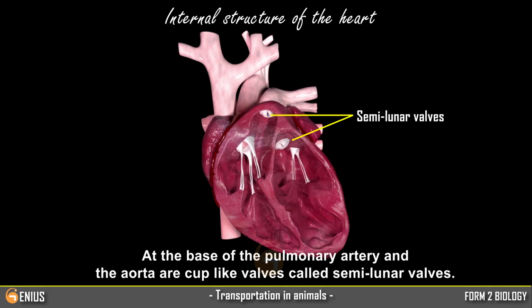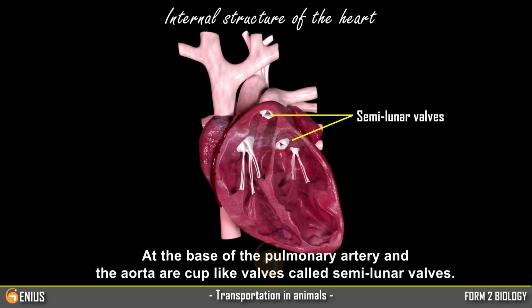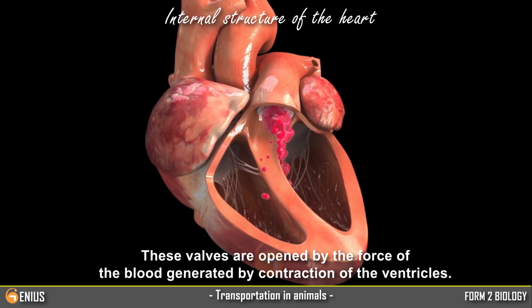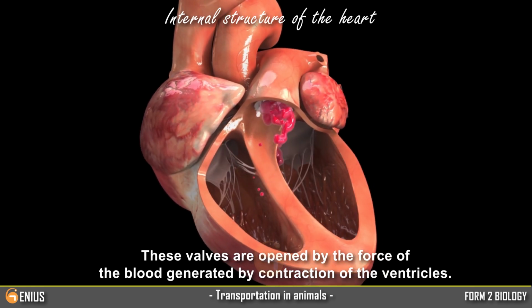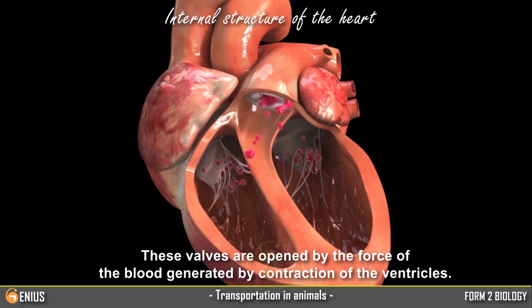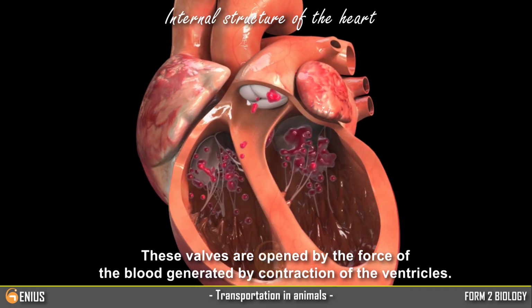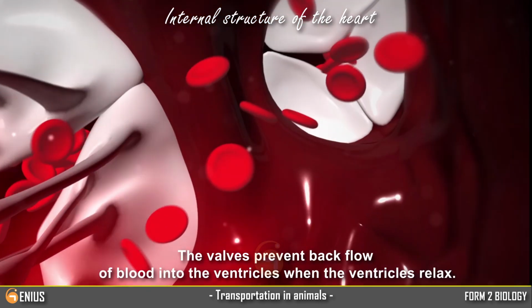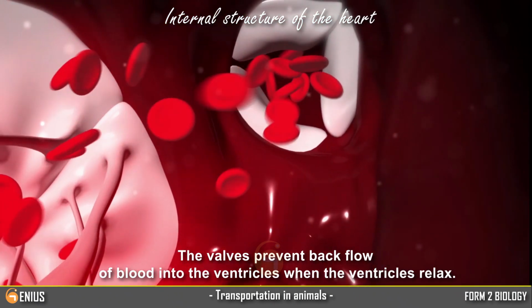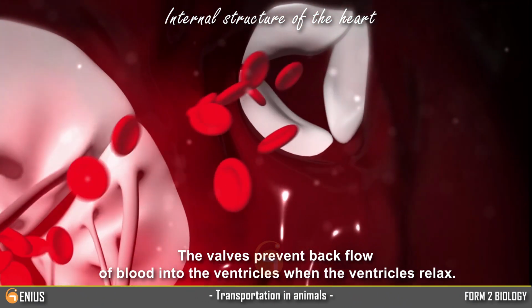At the base of the pulmonary artery and the aorta are cup-like valves called semilunar valves. These valves are opened by the force of the blood generated by contraction of the ventricles. The valves prevent backflow of blood into the ventricles when the ventricles relax.